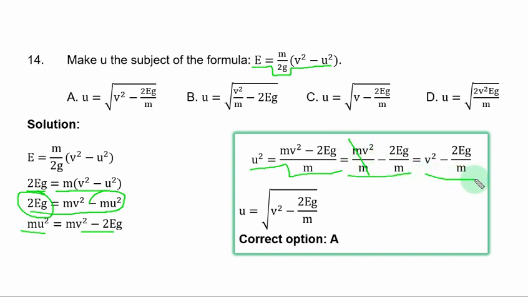To get U, take the square root of both sides, and you have U equal to square root of V squared minus 2EG over M. When you are working, you must look at the options. It is possible for us to stop here, but this is not in the options. So you go further by giving each term in the numerator the denominator to enable you simplify before taking the square roots of both sides.